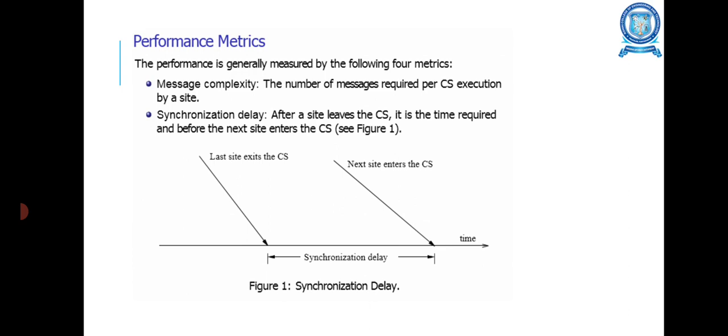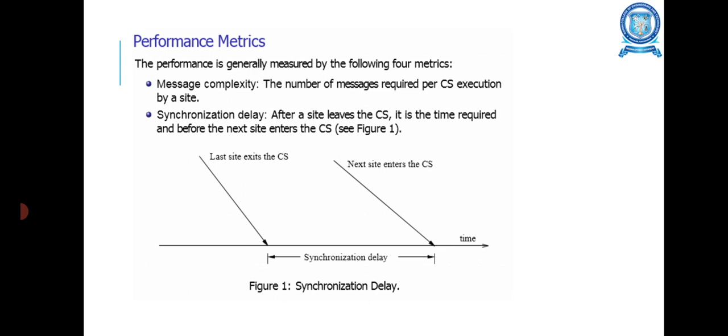Performance metrics. The mutual exclusion algorithm's performance is generally measured by four metrics. The first is message complexity, and the second is synchronization delay. Message complexity means the number of messages required per critical section execution by a site. Synchronization delay is the time required after a site leaves the critical section and before the next site enters the critical section. This is the synchronization delay.